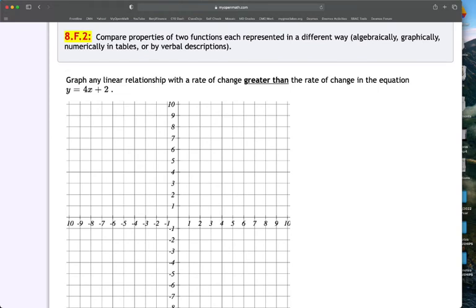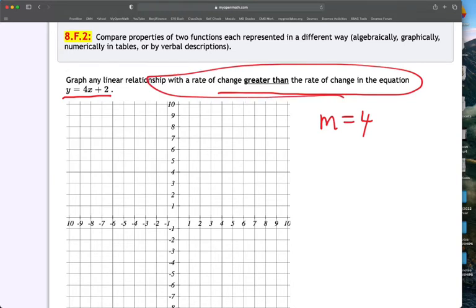Continuing with the standard 8.F.2, where we are comparing functions in different ways. Here we're given a linear relationship of y equals 4x plus 2. So we know in this particular situation that the rate of change, or the slope, is 4. But we're asked to graph a linear relationship with a rate of change that is greater than the equation. So we can graph any line in this particular problem that has a slope that is greater than 4.